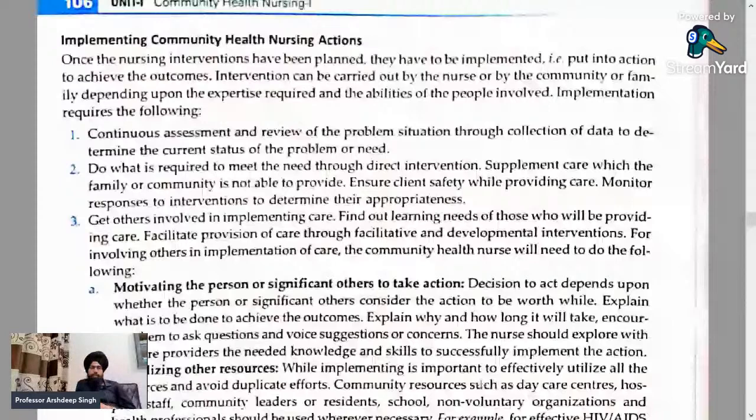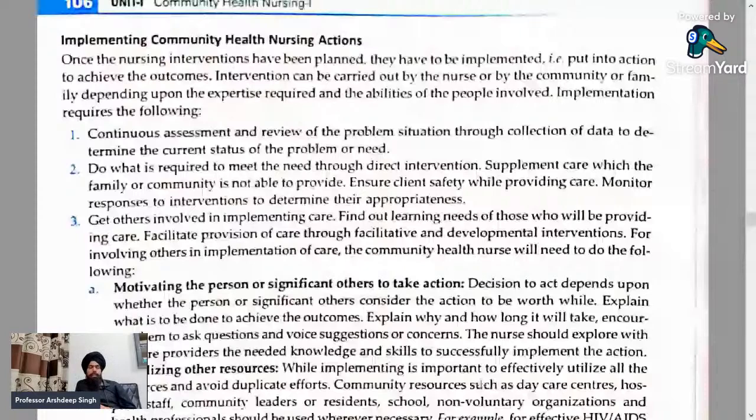Second, do what is required to meet the need through direct intervention. You have to implement the direct intervention, and what you require, you have to perform this, and supplement care which the family or the community is not able to provide. So that is the second step that you have to perform.